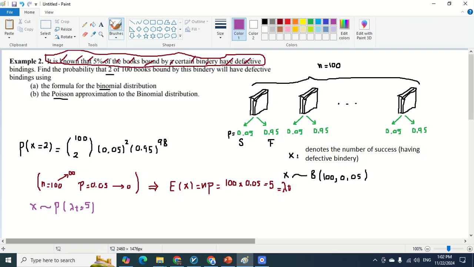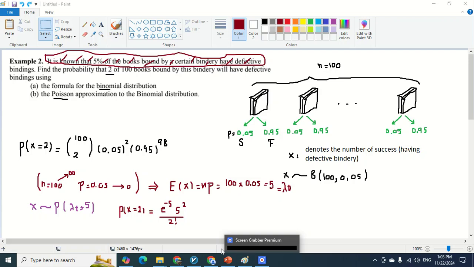Right now we should use the Poisson distribution, and the probability of x equal to 2 in this case should be calculated by the Poisson distribution. If you remember, it will be e to the power of minus lambda t. Here minus lambda t is minus 5, then lambda t to the power of x means 5 squared over 2 factorial.